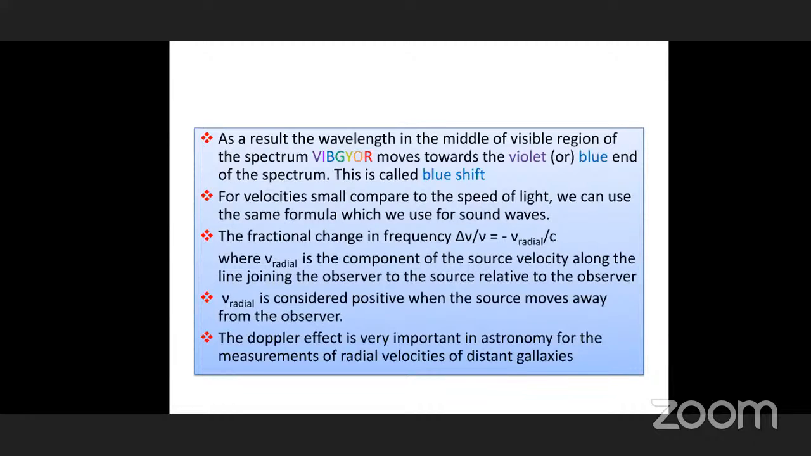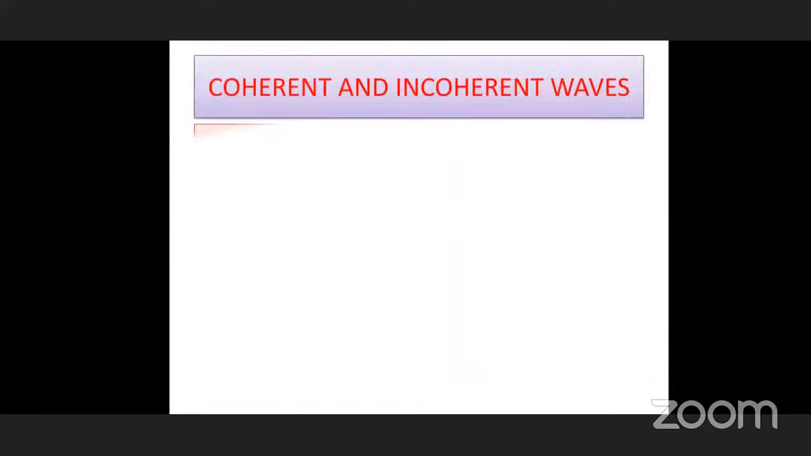Along that direction you have to take. That's why that component is V radial, and C is the velocity of light. All these you have to remember. This formula is important. So this is about the Doppler effect. What is the use of the Doppler effect? The expansion of galaxies or the velocity of distant stars and galaxies are measured with the help of this.